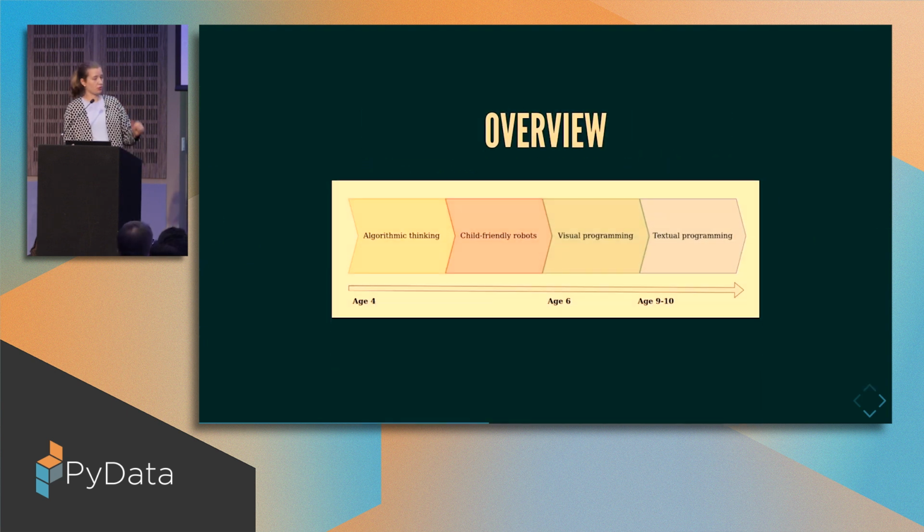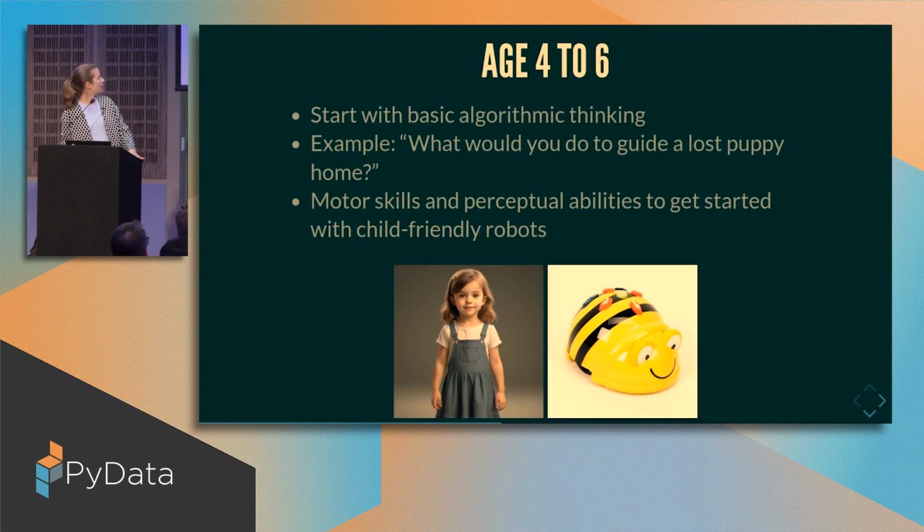First, an overview. So we can basically divide this into 4 different sections. You can get started with computational thinking and basic algorithmic thinking very early without any coding whatsoever. And there are child-friendly robots, and this is for the age of 4 up to 6, where you can get started with visual programming like Scratch we will look into a bit more. And then about 9 or 10 years of age, you can get started with textual programming. Let's look into all of these in detail.